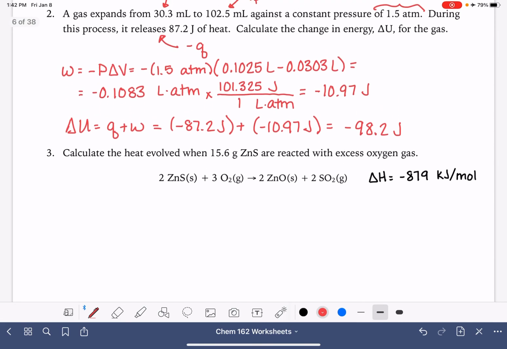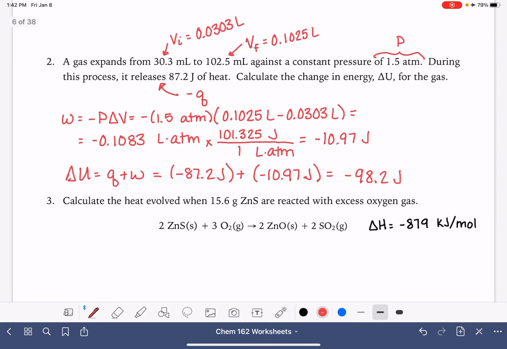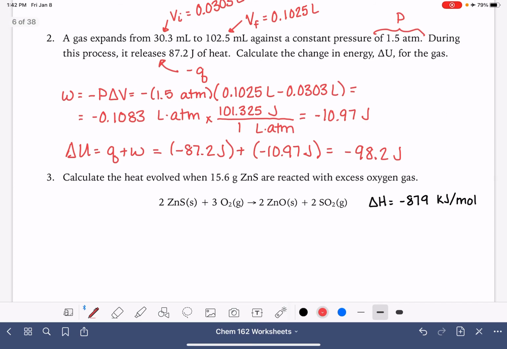The last problem is asking us about calculating the heat evolved from 15.6 grams of zinc sulfide reacting. On the worksheet, I didn't put the delta H value for this problem, but you definitely need to have it in order to be able to solve the problem. This is like a unit conversion problem where we're converting from units of grams into units of kilojoules. So we're going to treat this like a unit conversion, and that means that we're going to start by writing the thing that we know.